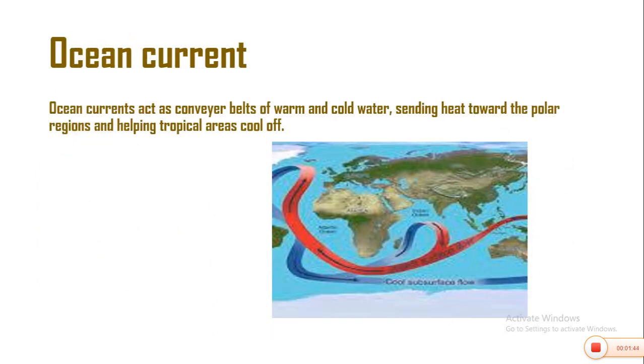Ocean currents. Ocean currents act as conveyor belts of warm and cold water, sending heat towards the polar regions and helping the tropical areas cool off.